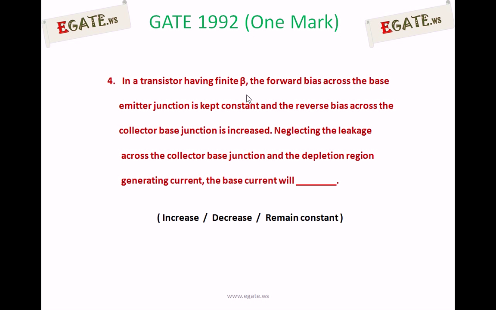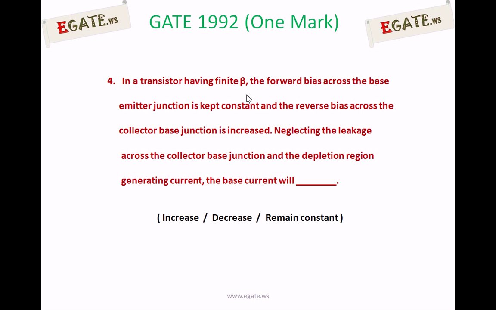In a transistor having finite beta, the forward bias across the base emitter junction is kept constant and the reverse bias across the collector base junction is increased, neglecting the leakage across the collector base junction and the depletion region generating current. Then the base current will increase, decrease, or remain constant.